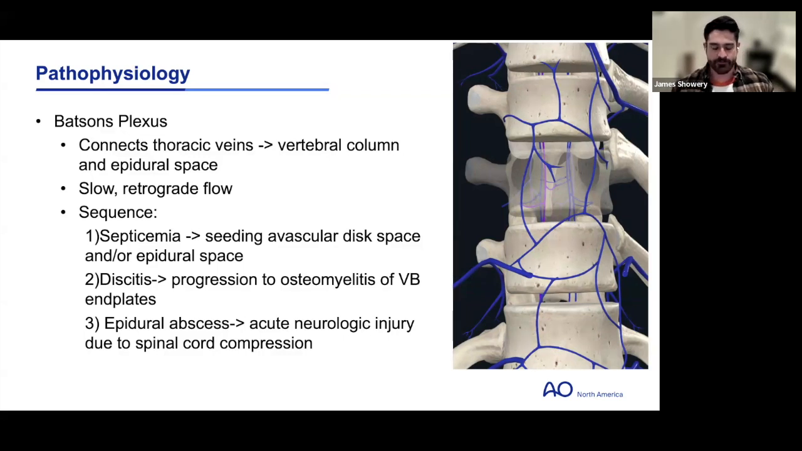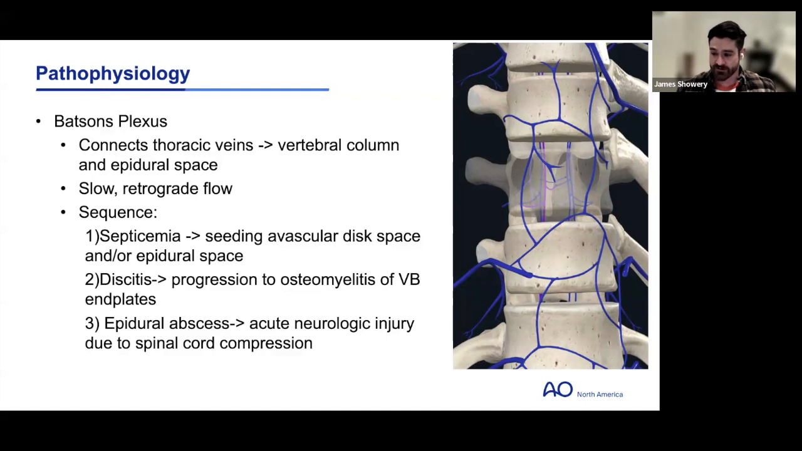And in this slower retrograde flow, it's an opportunity, if a patient were to develop septicemia, to seed these areas. The disc space is avascular, and bacteria like to grow in an avascular environment. So the disc will typically get infected first, and sometimes the epidural space as well.